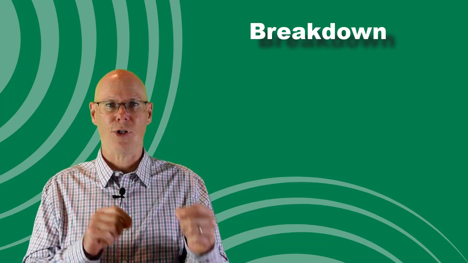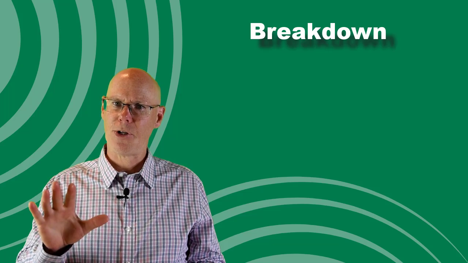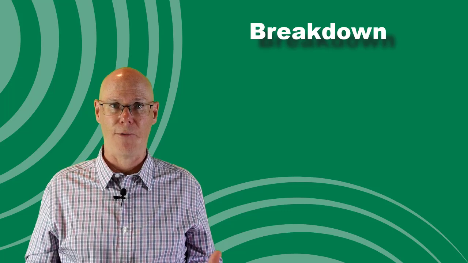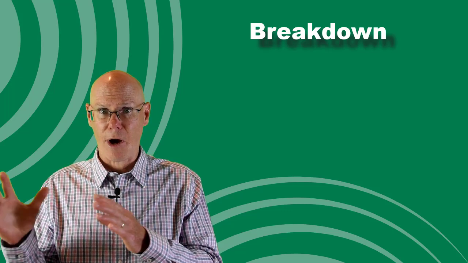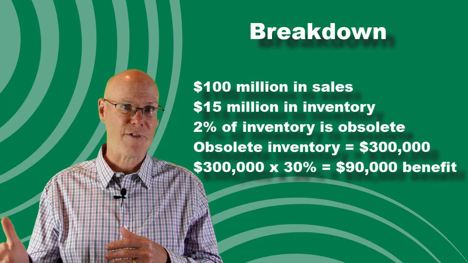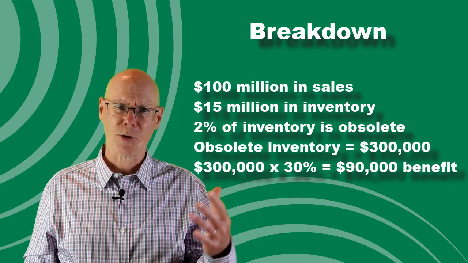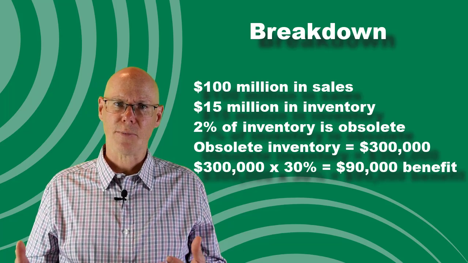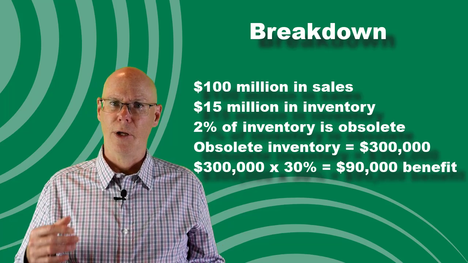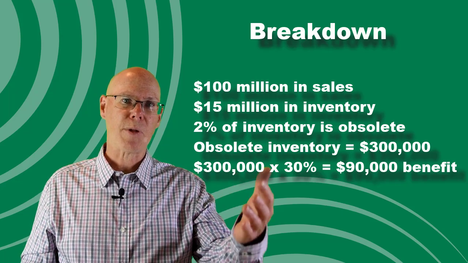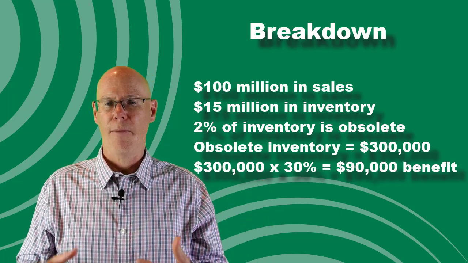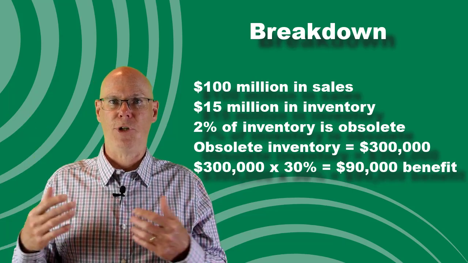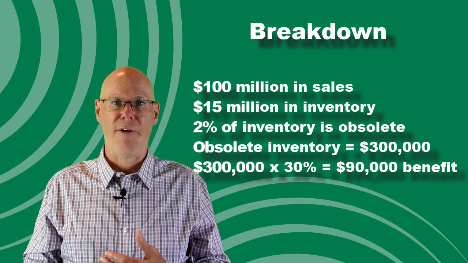Calculating savings from reducing your obsolete inventory. This is pretty straightforward. I've determined my obsolete inventory from my annual write-off. For my company with $100 million in sales and carrying $15 million in inventory, we write off about 2% of our inventory as obsolete per year. This comes to $300,000. To do the calculation, I would simply multiply that $300,000 by the expected percentage in reduction, which off of the table is 30%, which yields a $90,000 benefit.